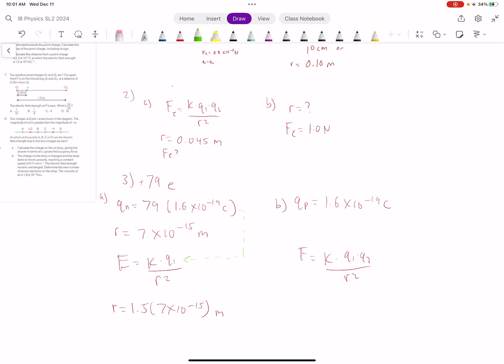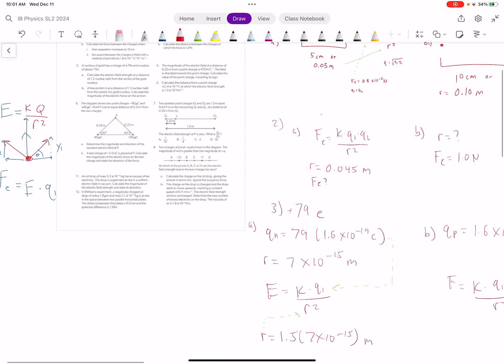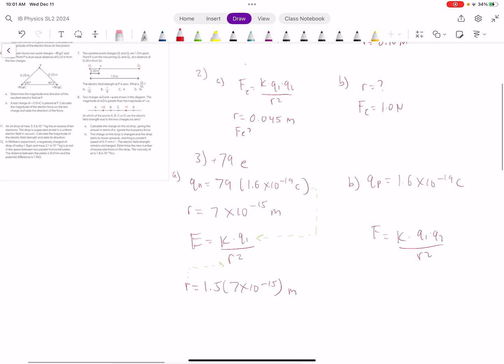I know my K. Here's my R. And then solve for E, I believe. Let me double check. Yeah, the field strength. So just what is E equal to? E equals question mark. Okay, so this is just more calculations.